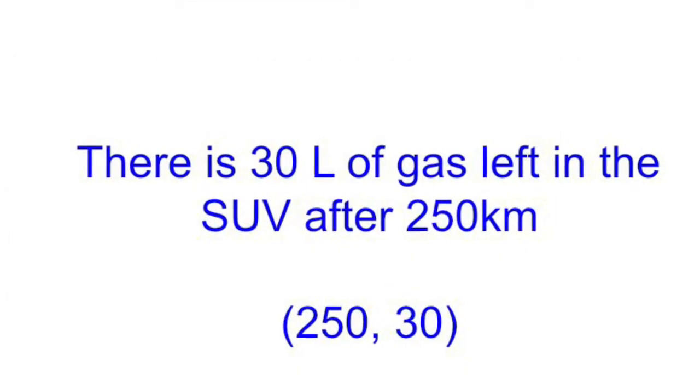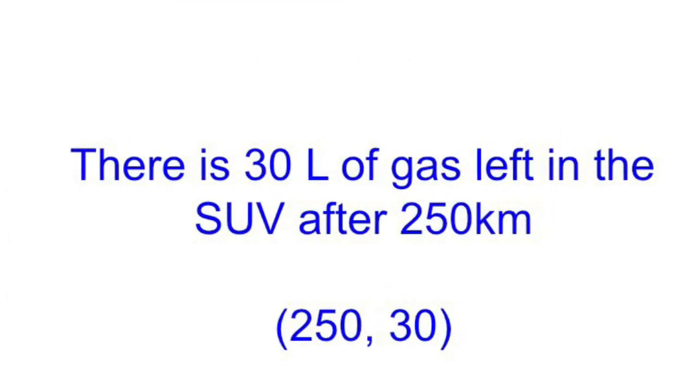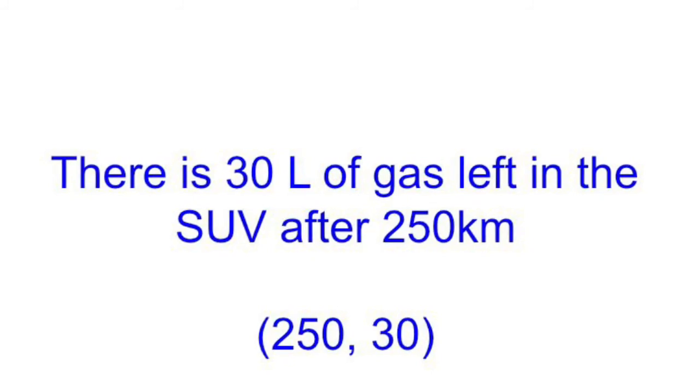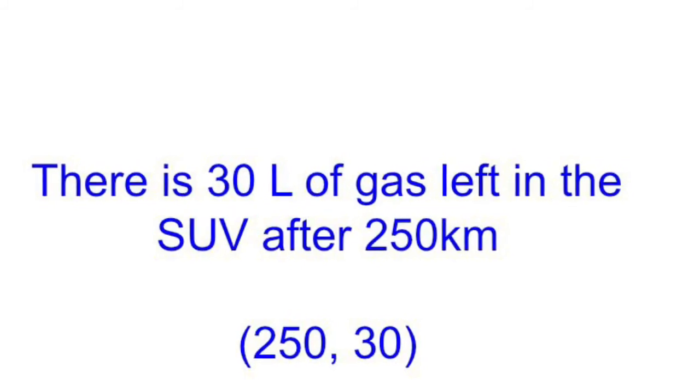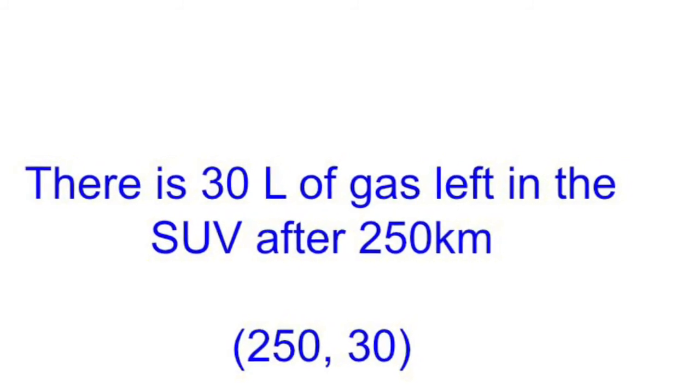So just by looking at the graph, we can find the answer to that question. We can see that there's 30 liters of gas left in the SUV after 250 kilometers. If we were going to make that into a point, it would be (250, 30), because the distance comes first and then the gas.